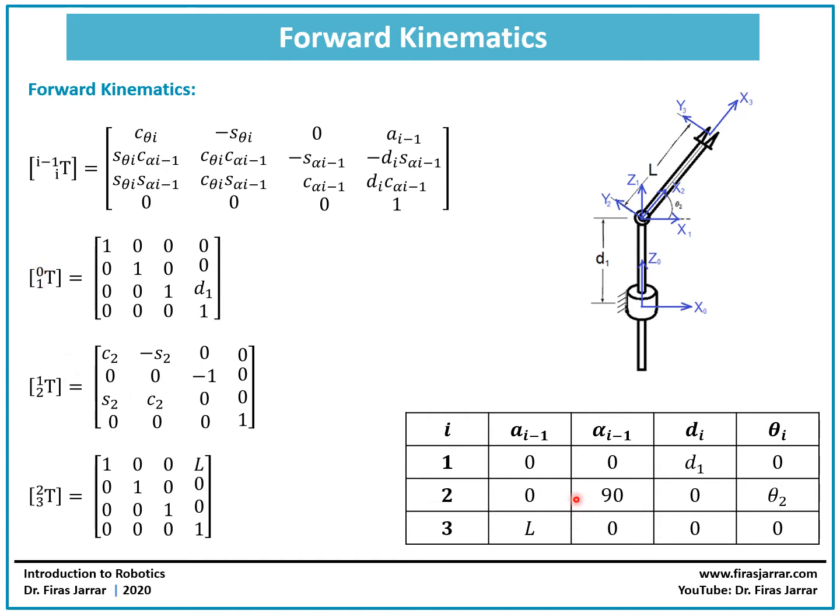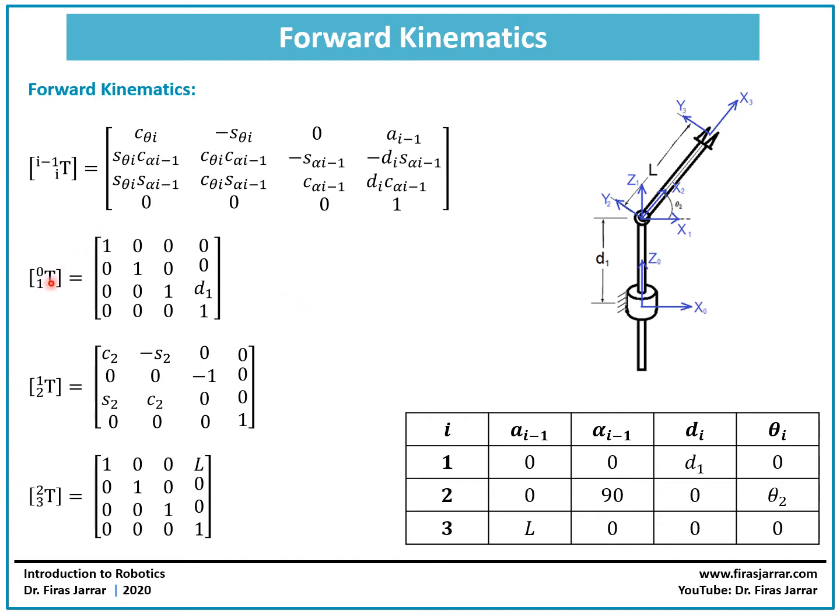If you do it for the second row, this is the matrix that you will get. And if you do this for the third row, this is the matrix that you're going to obtain. Now, it's recommended to always double check your answers and see if they make sense or not.